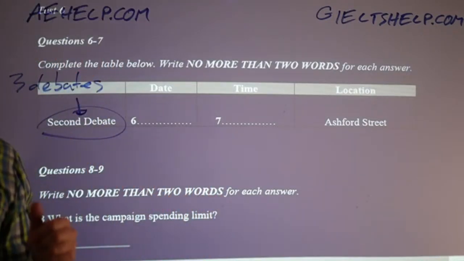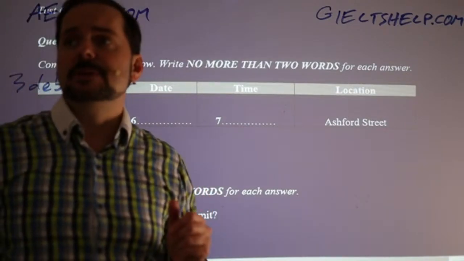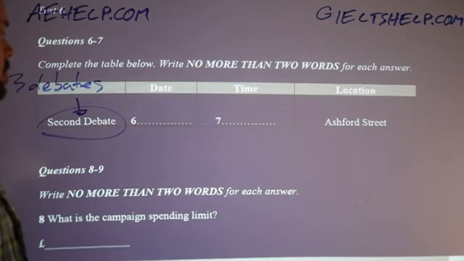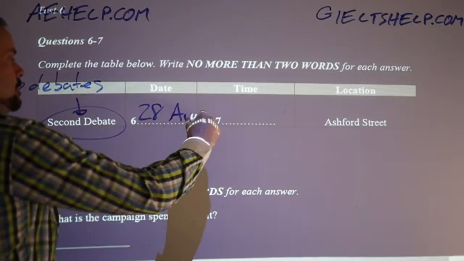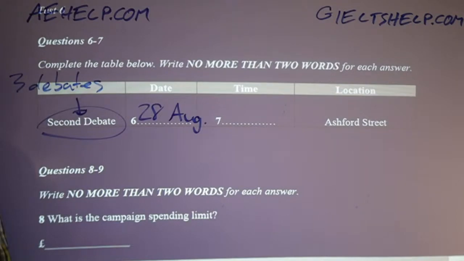And Krishna, you have the right answer, but you wrote it wrong. August has to be a big A, okay? So it's 28 Aug. Like that. That's your easiest answer. Huang Nguyen, very good. 28 Aug. Yeah, exactly.